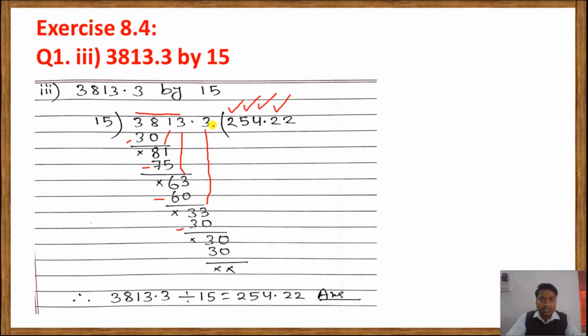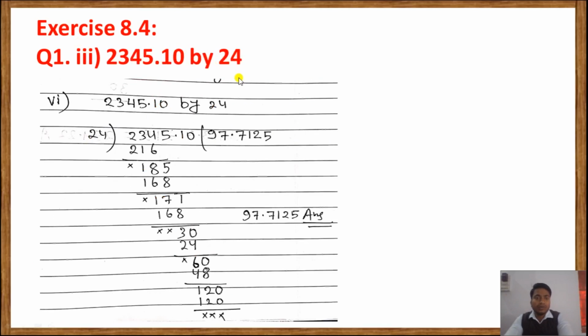Now you can see here we don't have any number, so using this decimal point we'll take 0 here. You know very well this decimal point allows us to take 0. Now it became 30. Now it will go 2 times. 15 into 2 is 30. When we subtract we'll get 0. So this is the answer, 254.22. This is how you can divide a decimal number by a whole number.